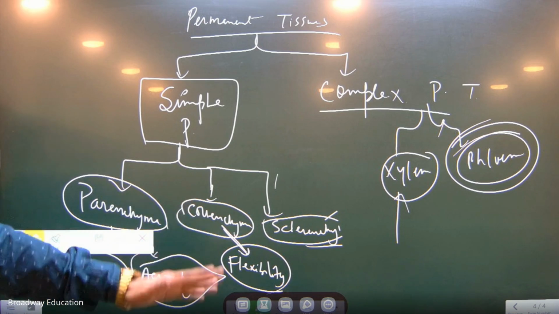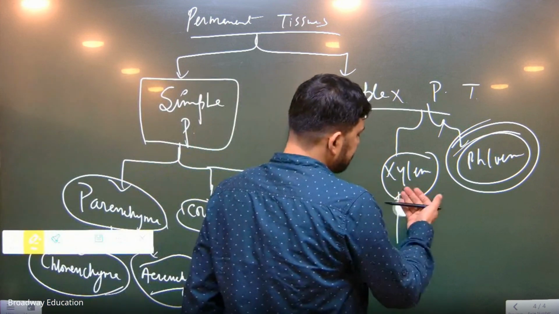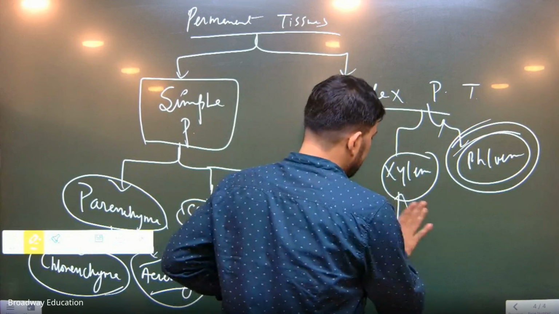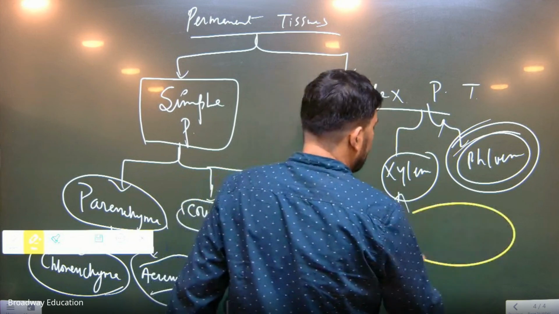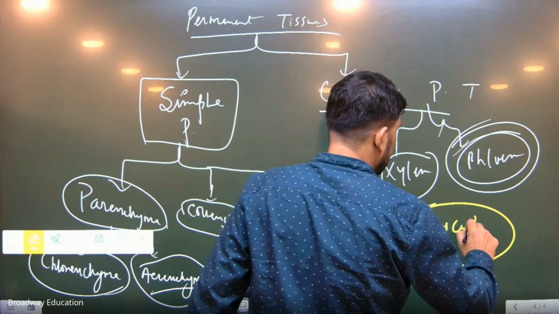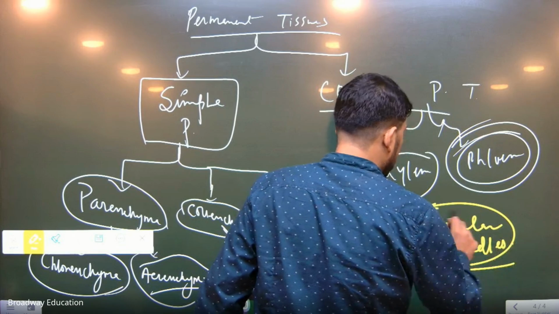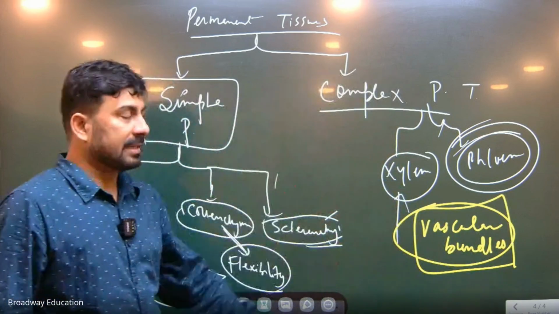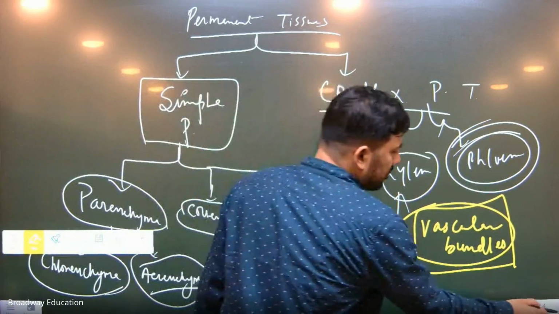Is this part clear? Now, xylem and phloem together are called vascular bundles. Okay. Vascular bundles.